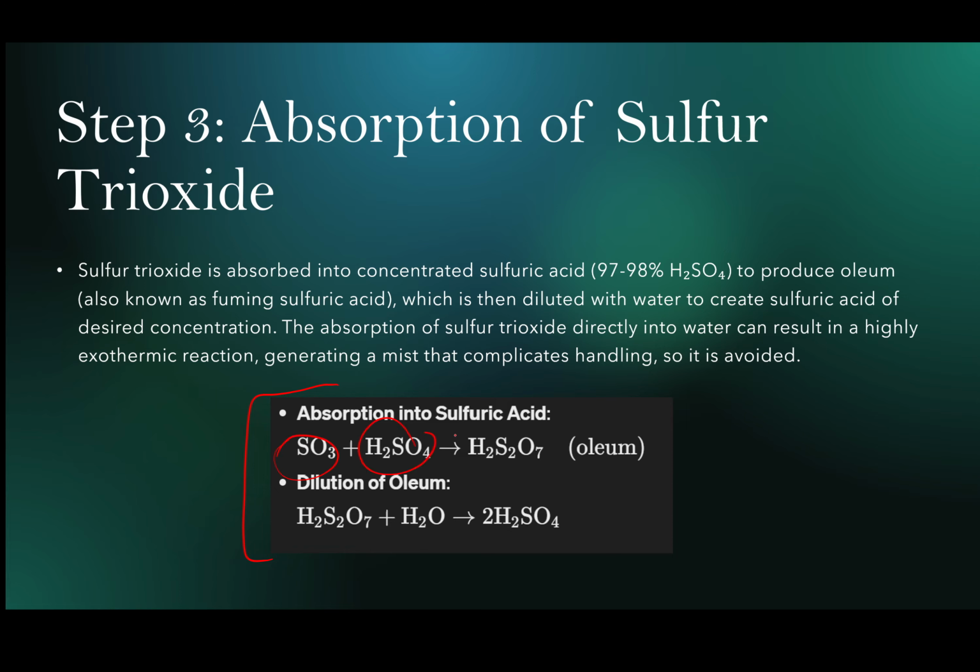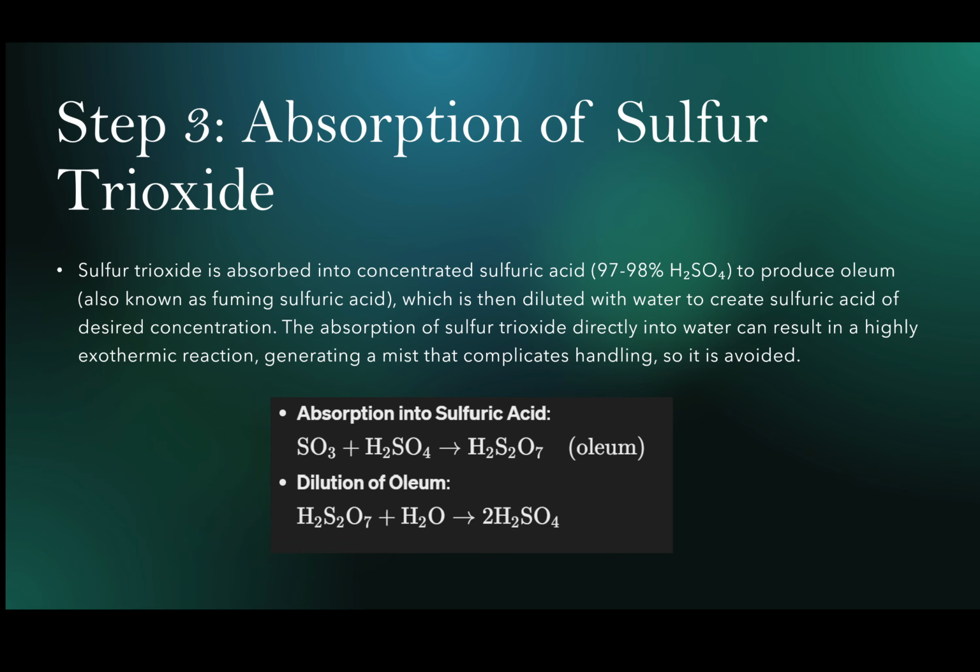trioxide into sulfuric acid to produce oleum, and then we dilute the oleum to a preferred concentration of sulfuric acid. Oleum, H2S2O7, know the formula. Right? Especially if the sulfuric acid industry comes up, know the formula. Alright? So we have that there. Ready to move on now?